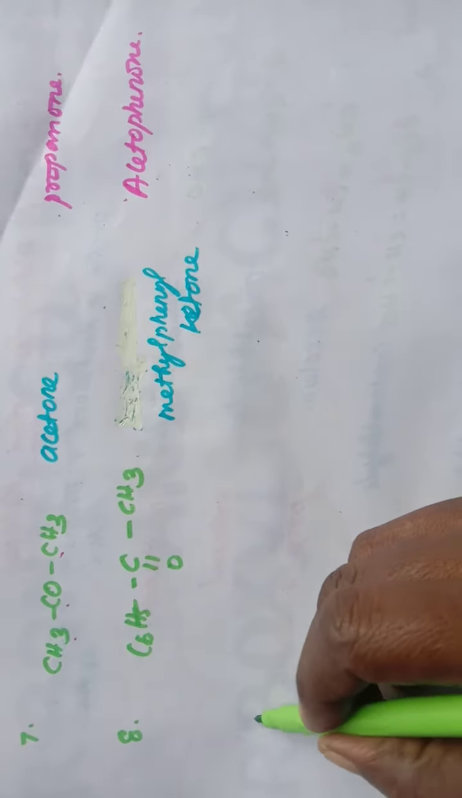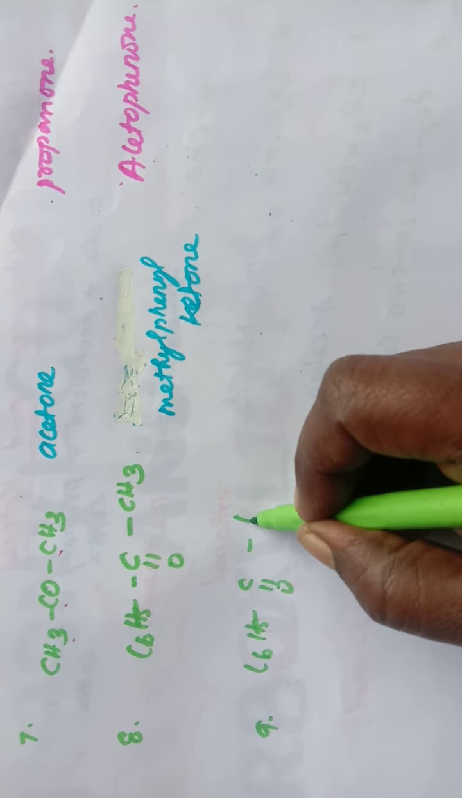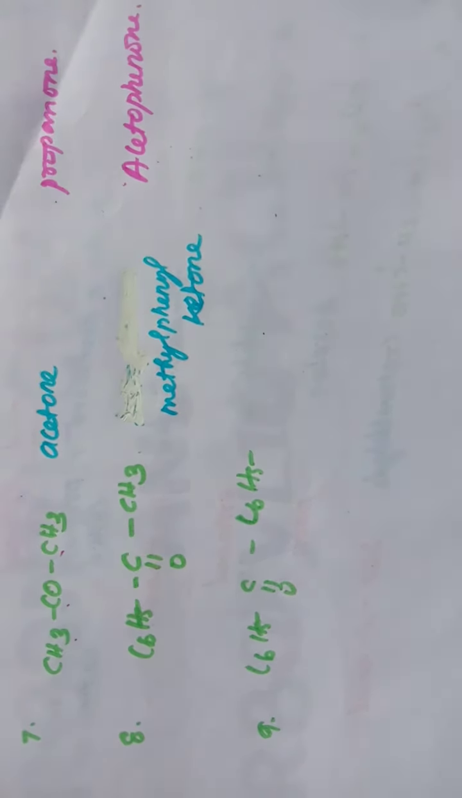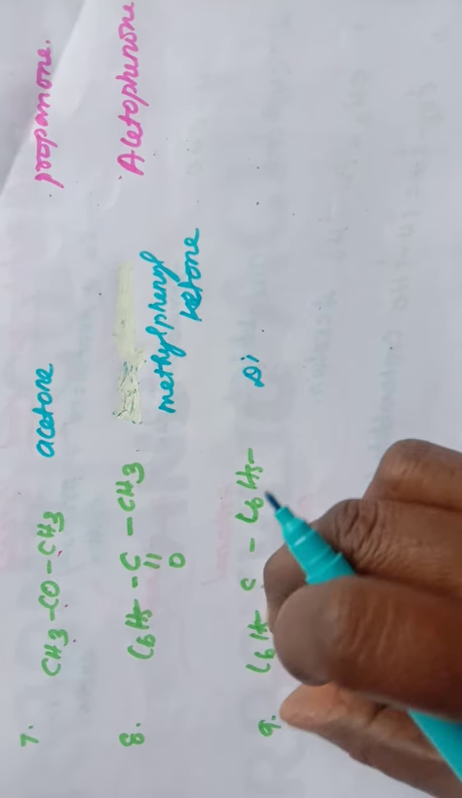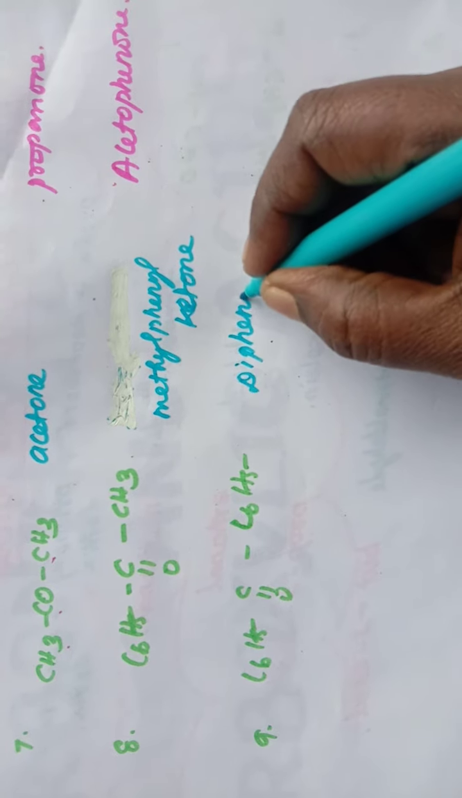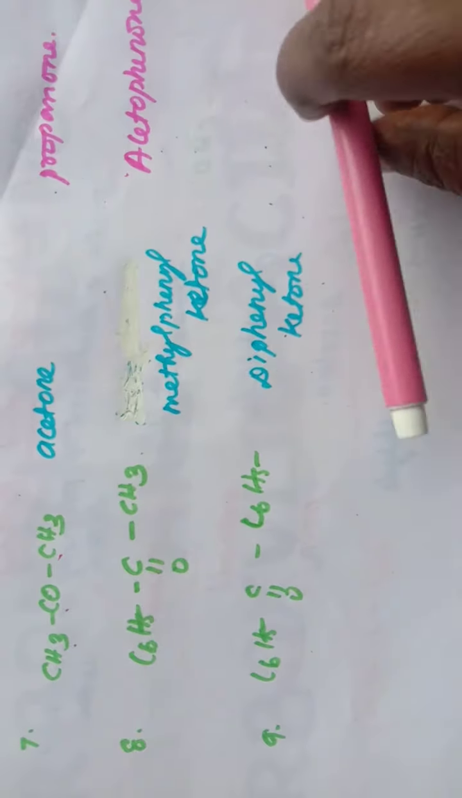The next one is C6H5-C=O-C6H5. 2 phenyl groups are there, so the name of this compound is diphenyl ketone. Common name is benzophenone.